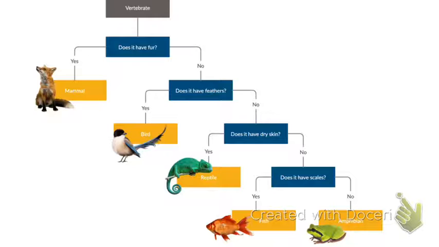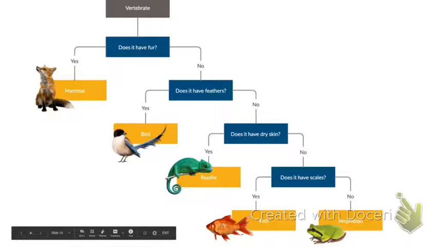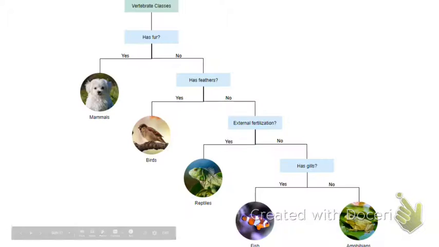So if it doesn't have feathers, then it asks, does it have dry skin? If it does have dry skin, then that is a reptile. If it doesn't have dry skin, then you have another question. Does it have scales? If so, then it's a fish. If not, then it is an amphibian, like a frog. And so this is one example of a dichotomous key.